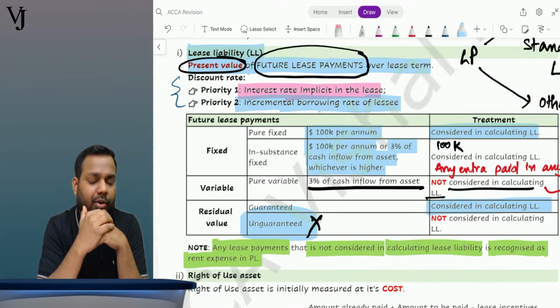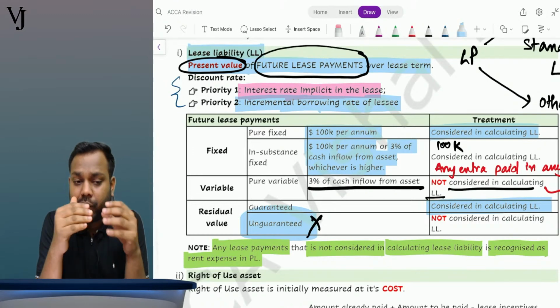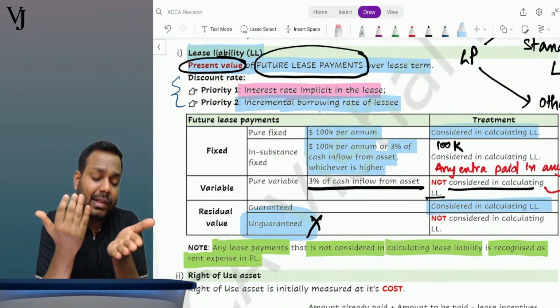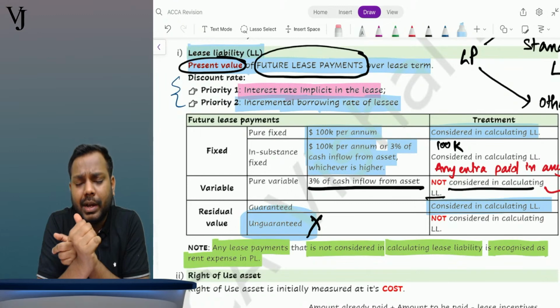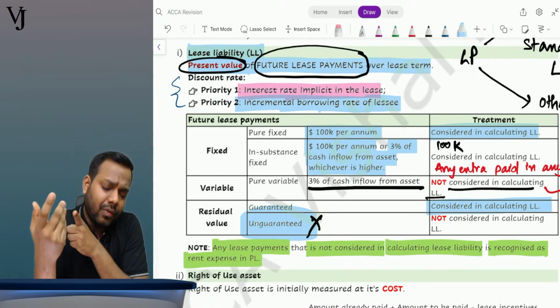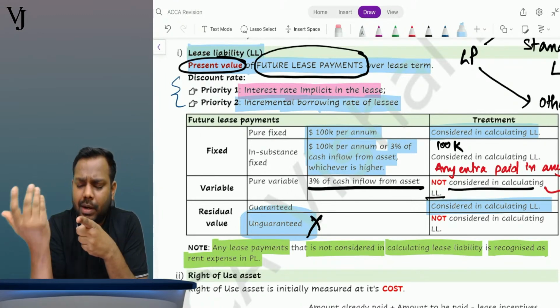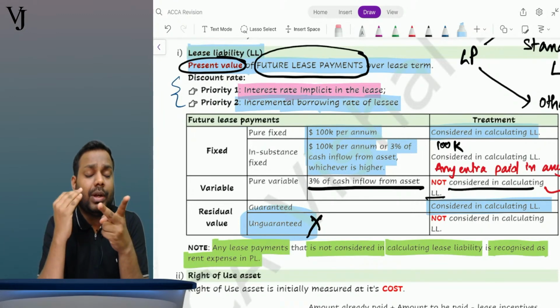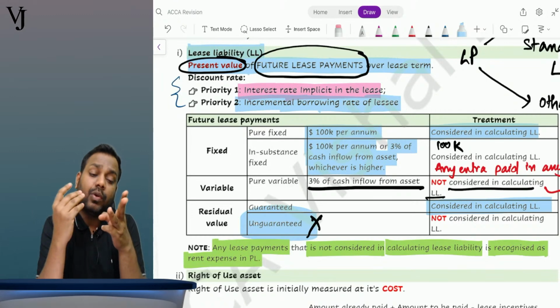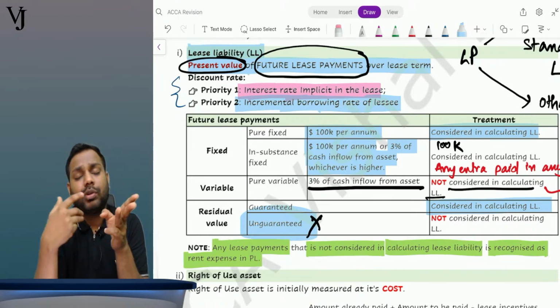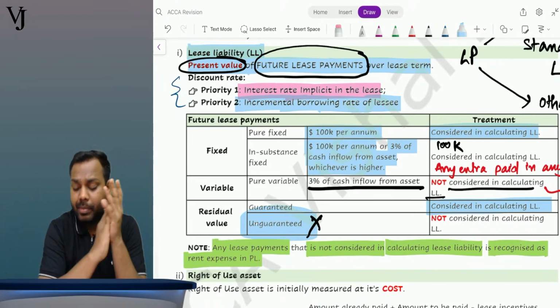Implicit interest rate. Very good. There can be three possible situations. If the question is giving you only the incremental borrowing rate, well and good, you take the incremental borrowing rate. If the question is giving you the implicit interest rate, fine, take the implicit interest rate. If the question is giving you both the rates, then also take the implicit interest rate.